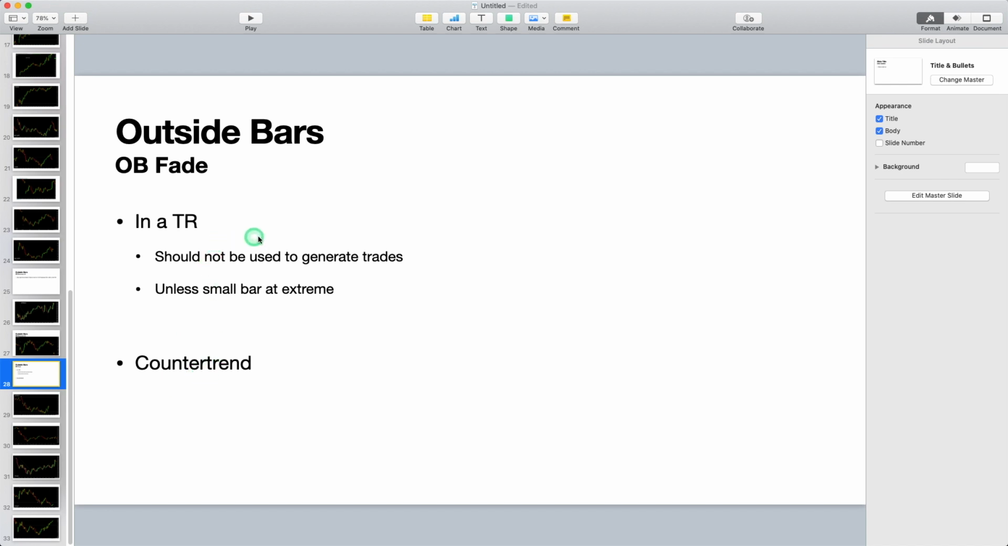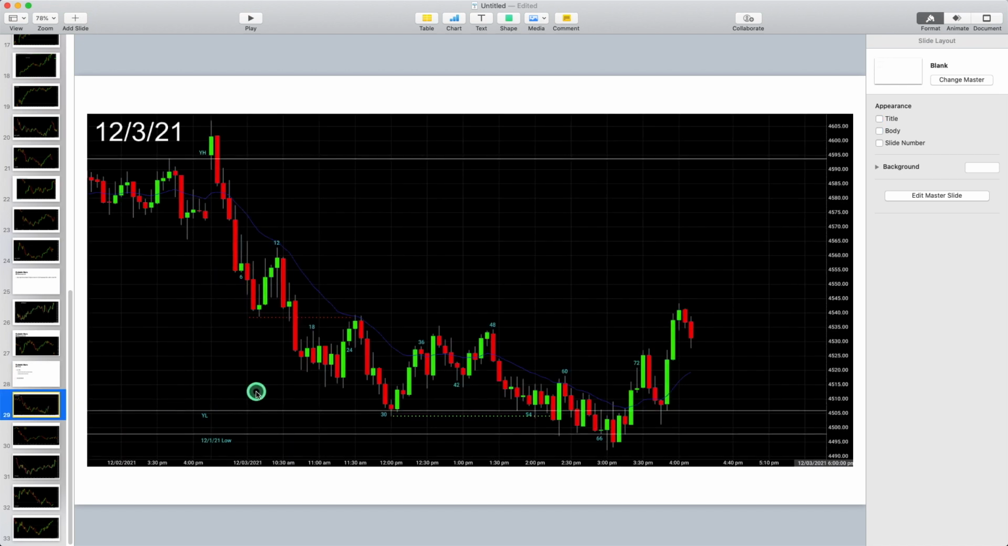And so if you have a 2-bar reversal that looks like an outside bar setup, and you're high in a trading range, you want to see a small bar at the extreme of that trading range to then sell. So here, for example, we have a move down in a tight bear channel. 23 is an outside bar, but it's forcing you to buy at the high of this local trading range in a bear trend. So not a good buy above 23.